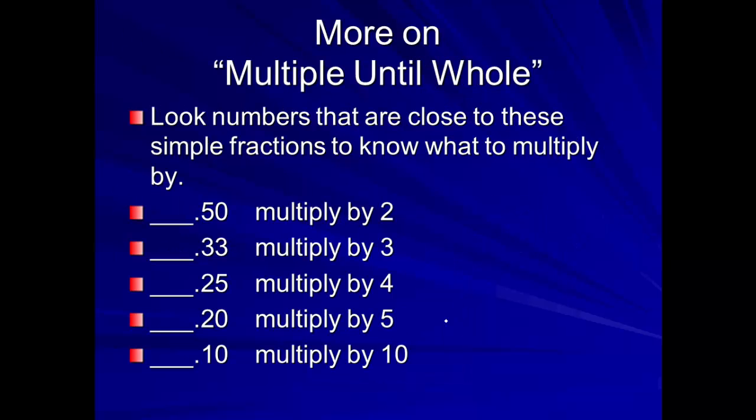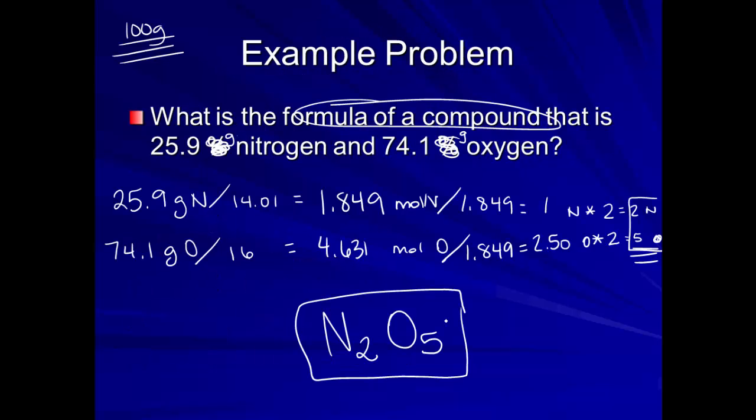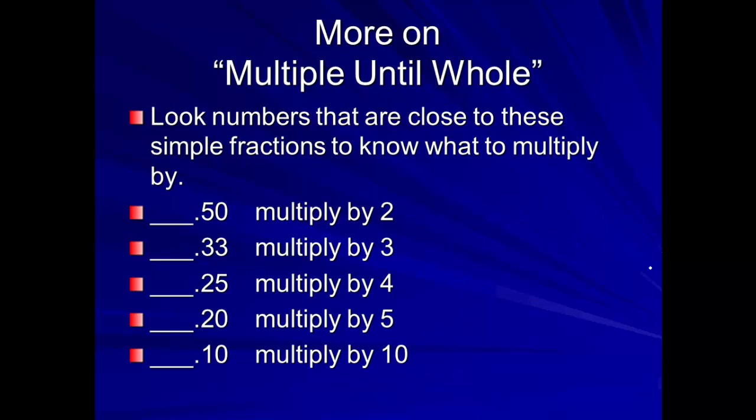Okay, let me elaborate just a little bit on that last step, multiply until whole. Notice on the previous one, we got 2.5 oxygens, so we needed to multiply it by 2 to make it a whole number. What you want to look for are numbers that are close to these simple fractions to know what you need to multiply by. You want to look for a number that's close to something 0.5. If that's the case, you multiply by 2.